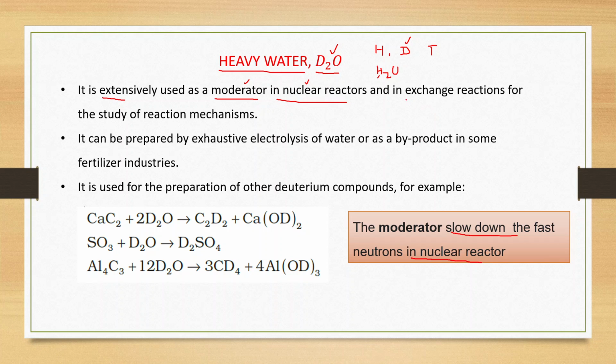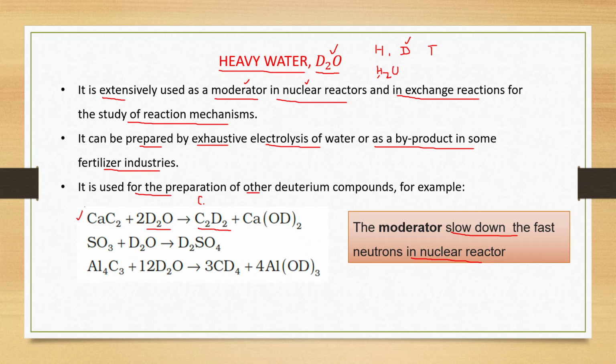This heavy water is also used in exchange reactions for the study of reaction mechanism. It can be prepared by exhaustive electrolysis of water or as a byproduct in some fertilizer industries. It is used for the preparation of other deuterium compounds. For example, this is CaC2, calcium carbide. When this reacts with heavy water, it will form C2D2.